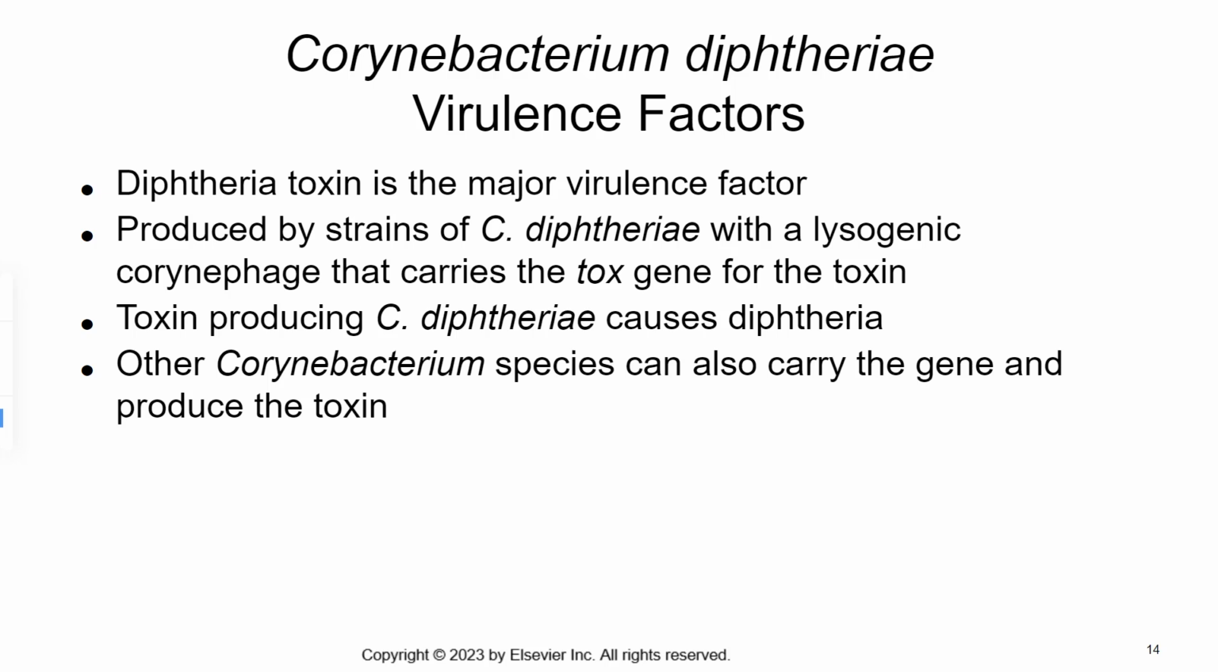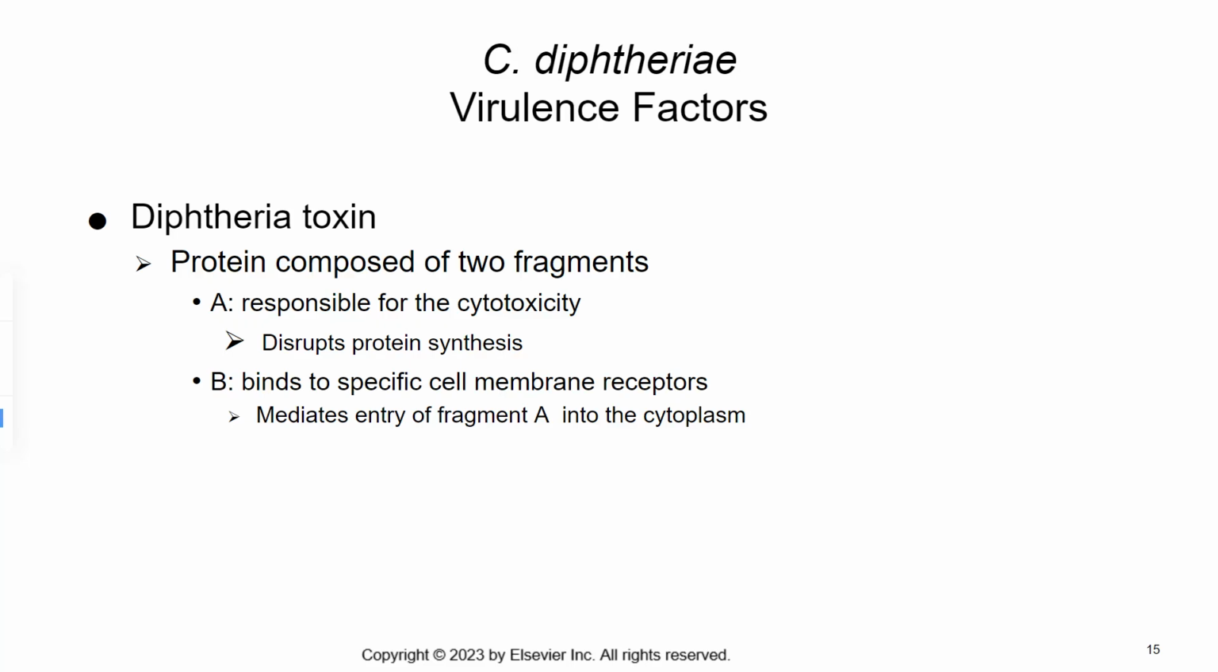It's produced by strains of C. diphtheriae with a lysogenic corynephage that carries the tox gene for the toxin. Toxin-producing C. diphtheriae causes diphtheria. Other Corynebacterium species can also carry the gene and produce the toxin. So this toxin is a protein composed of two fragments. Fragment A is responsible for the cytotoxicity. It disrupts protein synthesis. And the B portion binds to specific cell membrane receptors. It mediates entry of fragment A into the cytoplasm.